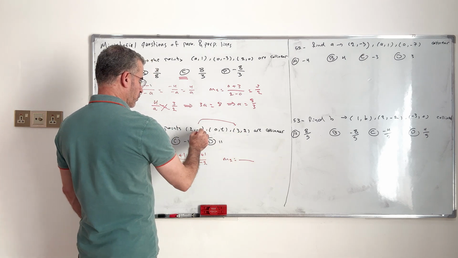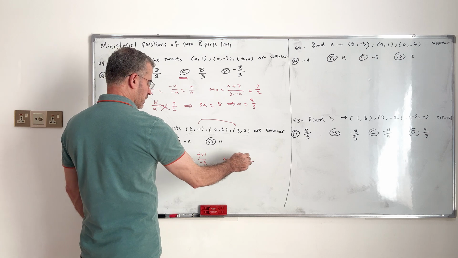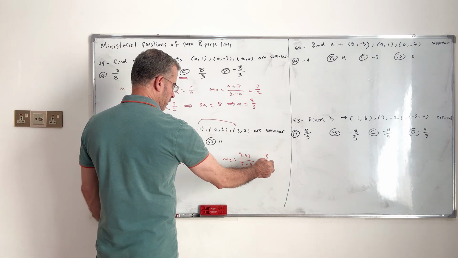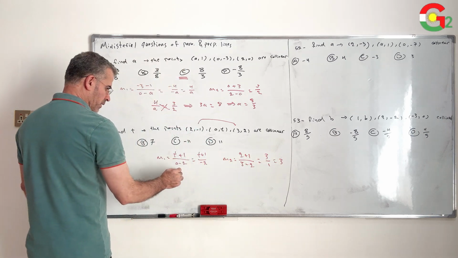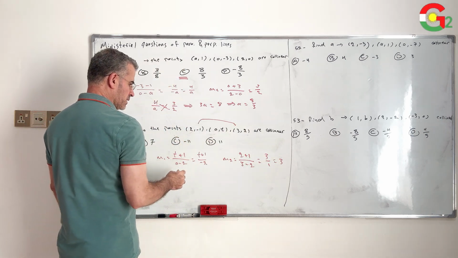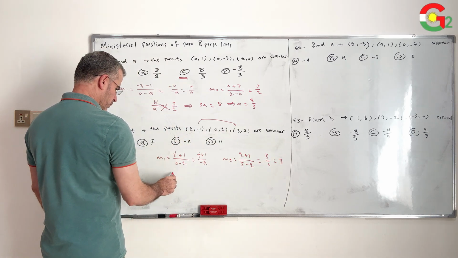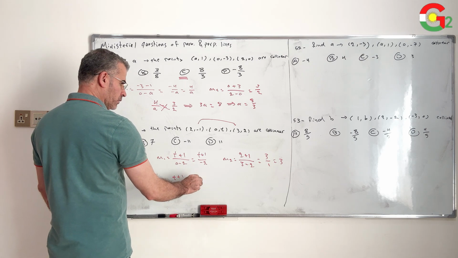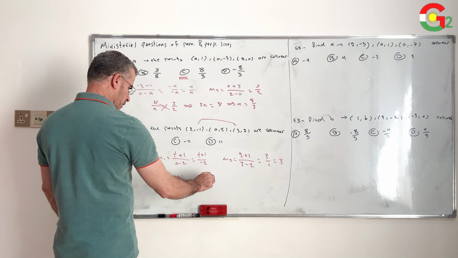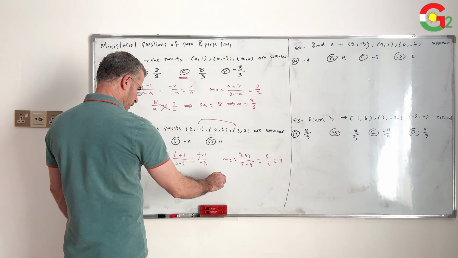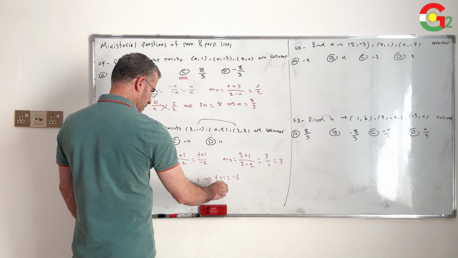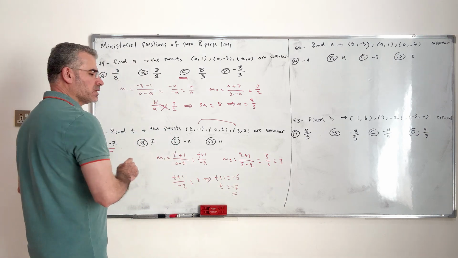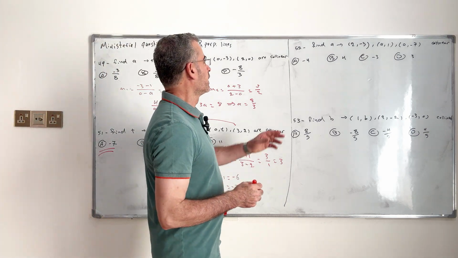The slope of the first and last points: 2 minus 1, it is 2 plus 1 over 3 minus 2 equal to 3 over 1 equal to 3. Then, since the points are collinear, the slopes should be equal: t plus 1 over -2 equal to 3. Then t plus 1 equal to -6, t equal to -7. It is choice number A.